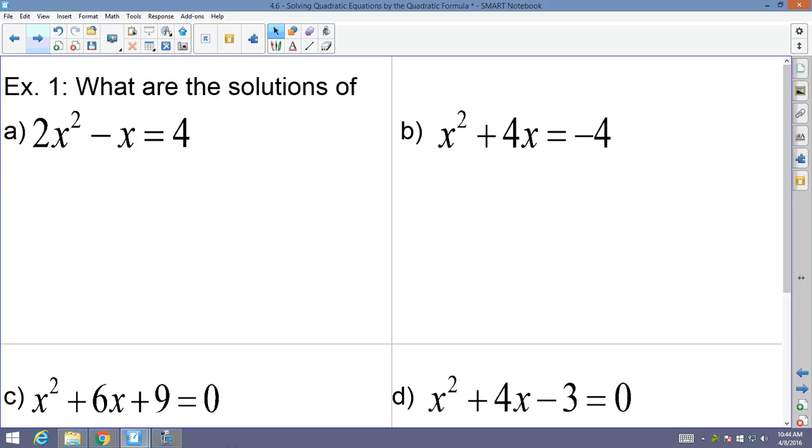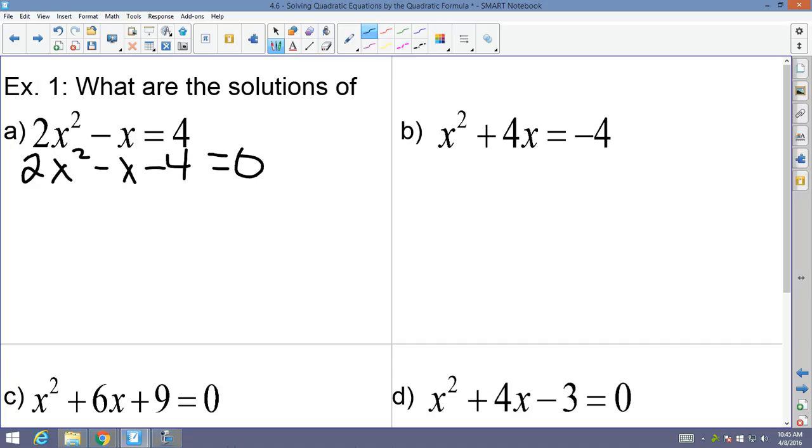What are the solutions of 2x squared minus x equals 4? The first thing we must do, gentlemen, is to rewrite this into standard form. So it's going to be 2x squared minus x minus 4 equals 0. I like to label things. I am a big labeler, okay? I suggest you do the same thing. So I'm going to label a is 2, b is negative 1, and c is negative 4.